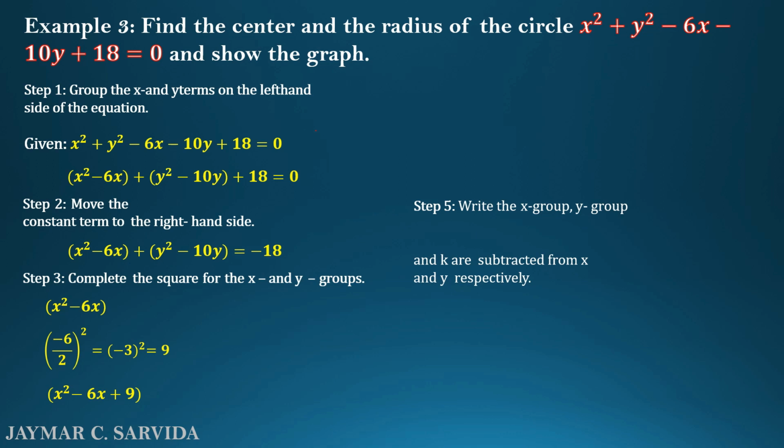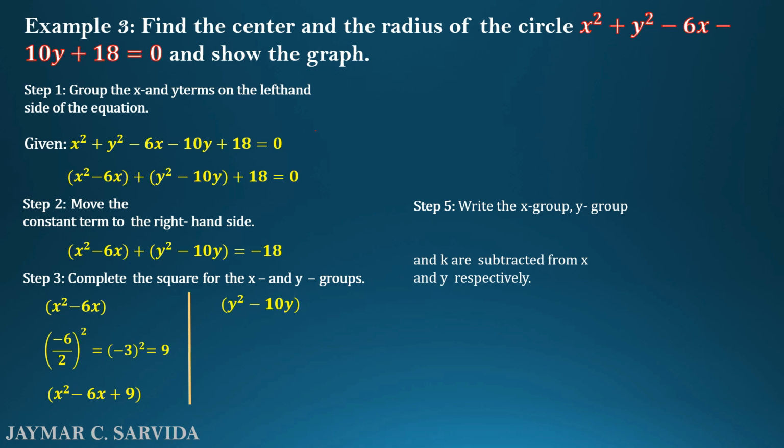Okay? So, that will become x squared minus 6x plus 9. Then, next, dito naman tayo sa ating y group. So, sa quantity of y squared minus 10y. Okay? So, ano yung coefficient ng ating y? The coefficient of our y is negative 10.